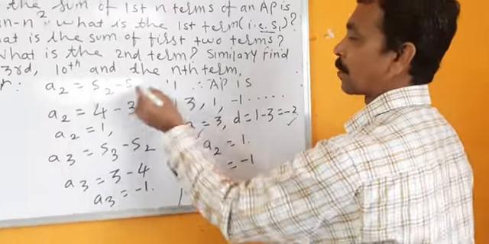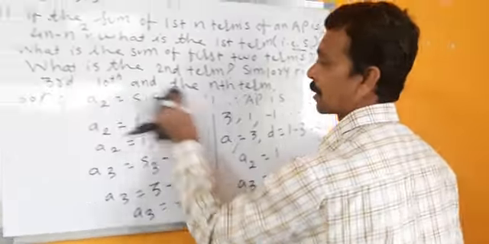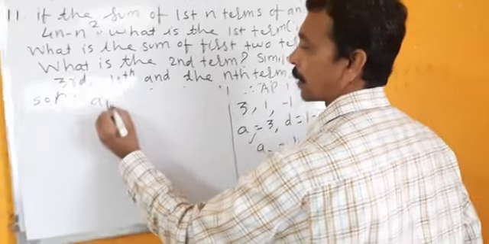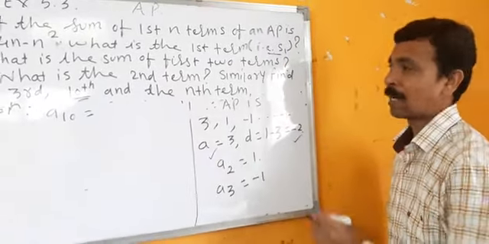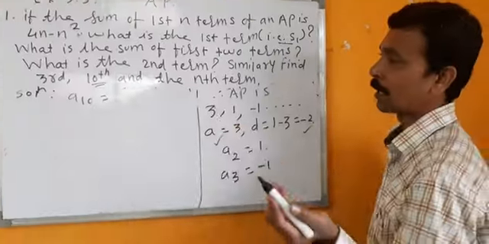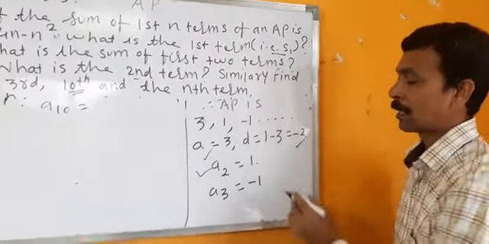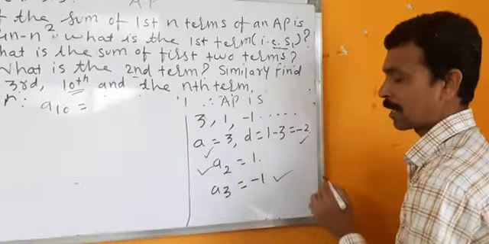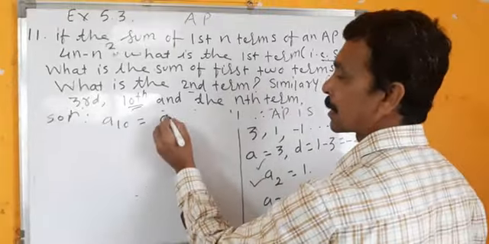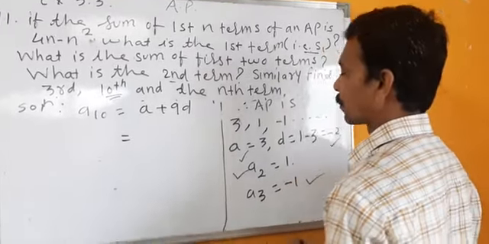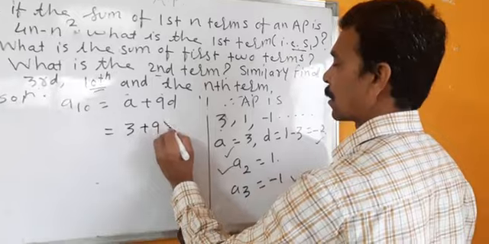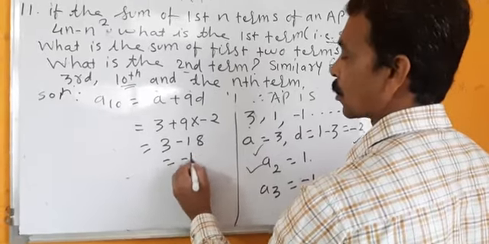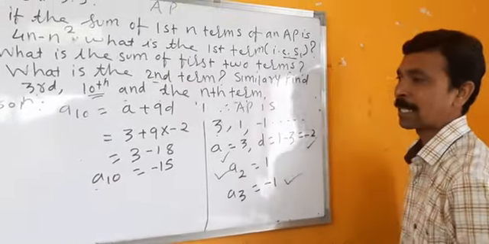Now I'll find the 10th term and the nth term. A10 is equal to A plus 9d. A is how much? 3 plus 9 into minus 2 is equal to 3 minus 18, which is equal to minus 15. So A10 is equal to minus 15.